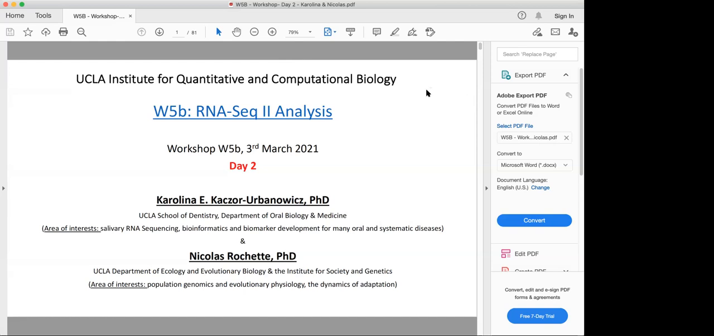So I hope that yesterday you had some fun practicing at home, drawing all those heat maps and doing the analysis for the differentially expressed genes. Today we have the continuation, but we will be dealing with totally different topics. Yesterday, our major topic was the differential expression analysis. And today we will be speaking about the gene ontology, about the functional analysis of the genes.